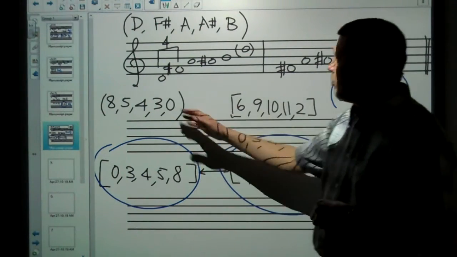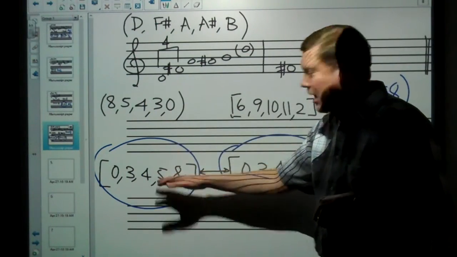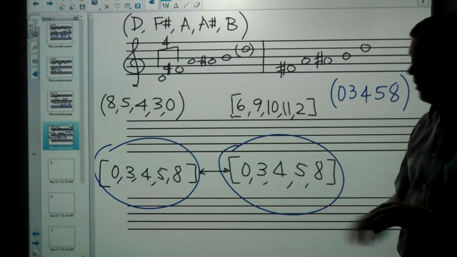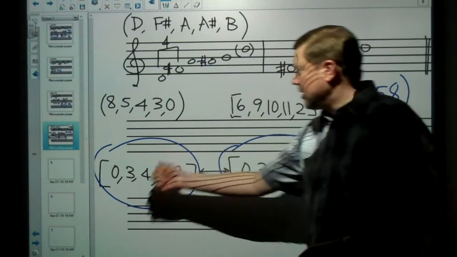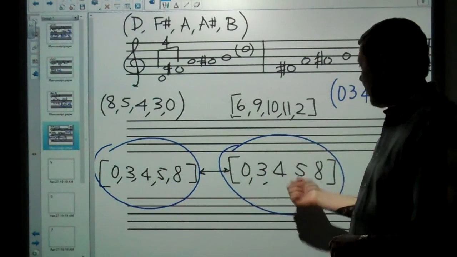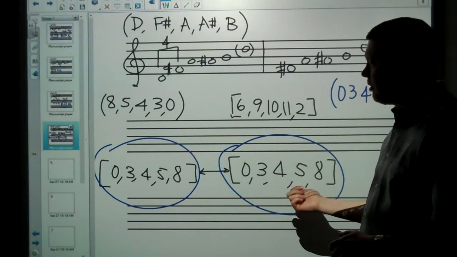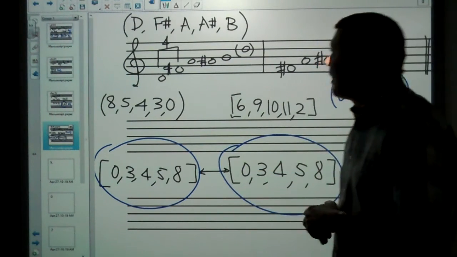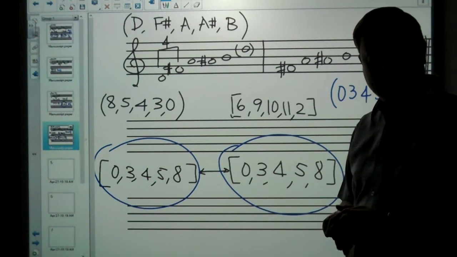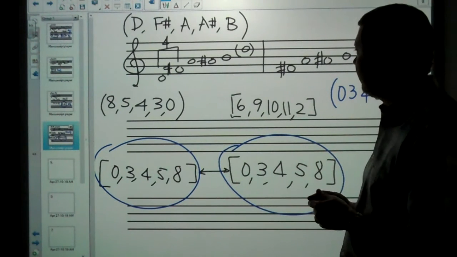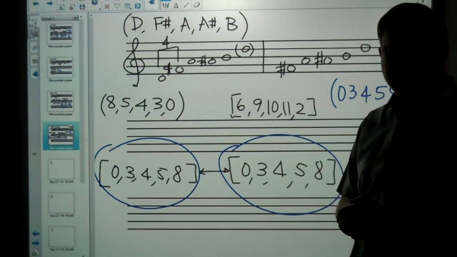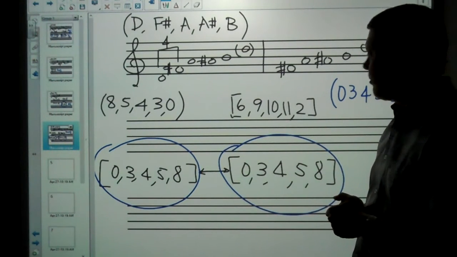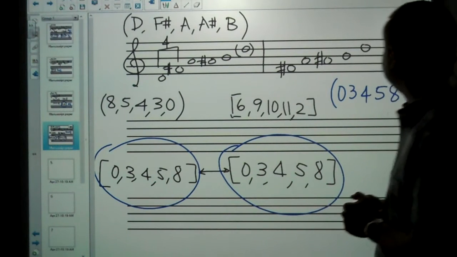Did you see how when we inverted this set, we got the same exact normal order as when we reduced our original normal order to start with 0? When the inversion starting with 0 and the original normal order starting with 0 are identical, then we can say that the set is inversionally symmetrical. Again, you won't need to know that for the final exam, but for those of you that are techies, I just wanted to point that out to you.